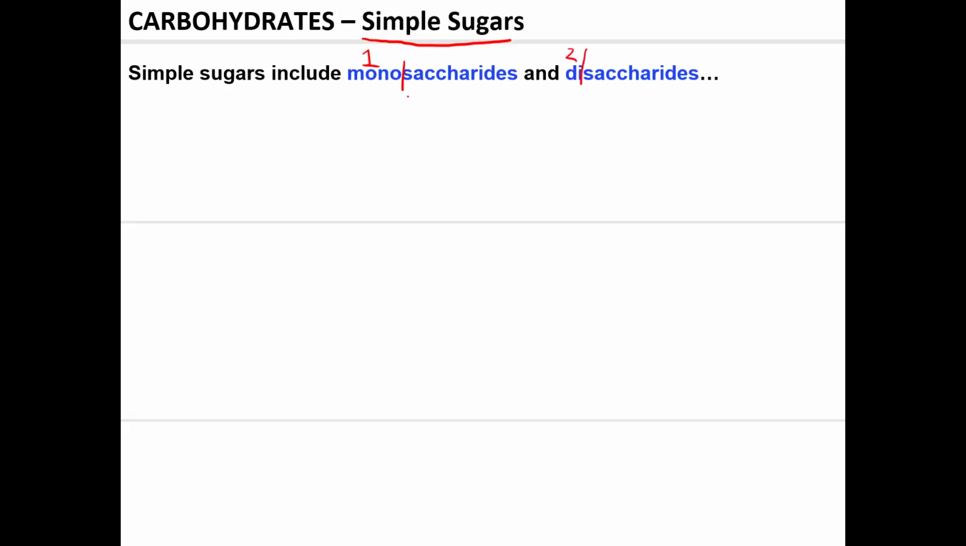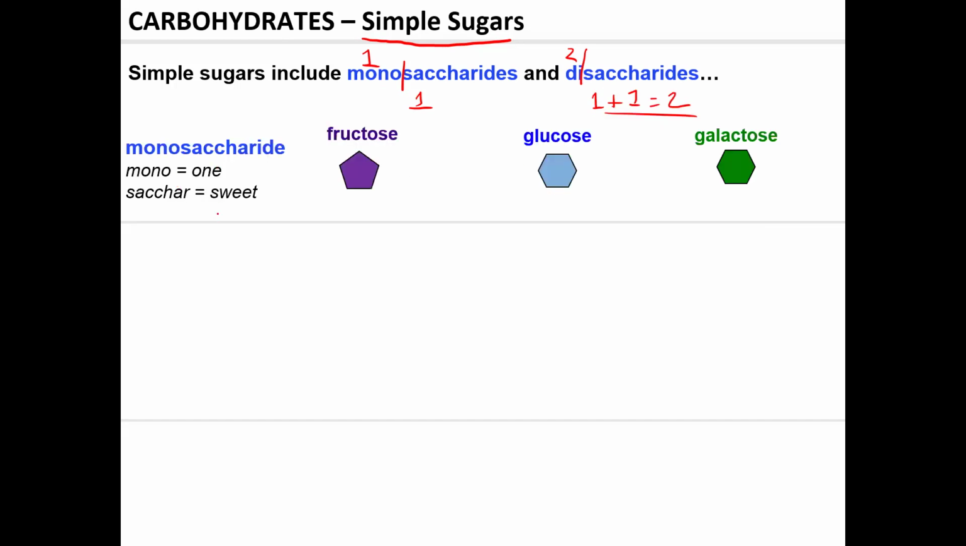So in this case, our monosaccharide, we have one unit. And our disaccharide, we need one of each of those units in order to give us two, which is our disaccharide. So remember, mono meaning one, saccharide, sweet, sugar. These are going to be some examples of our monosaccharides. You can see that fructose is just a singular unit, which is why we have it as a monosaccharide. Glucose is going to be another monosaccharide, again, one unit. And then finally, galactose, another monosaccharide.